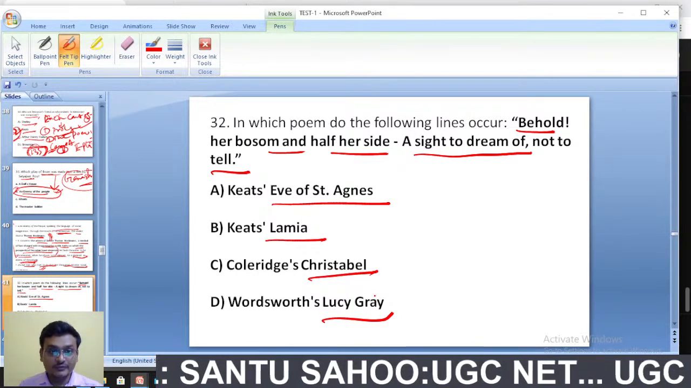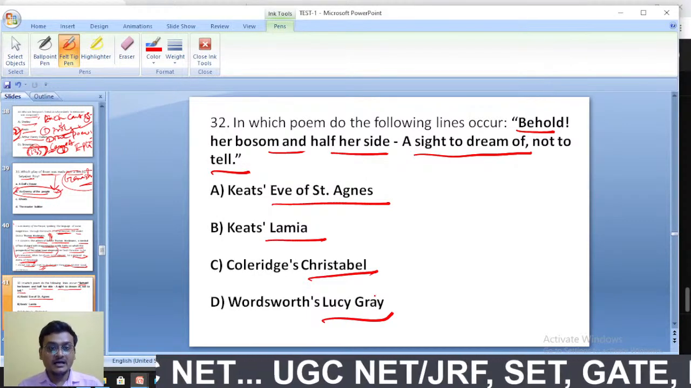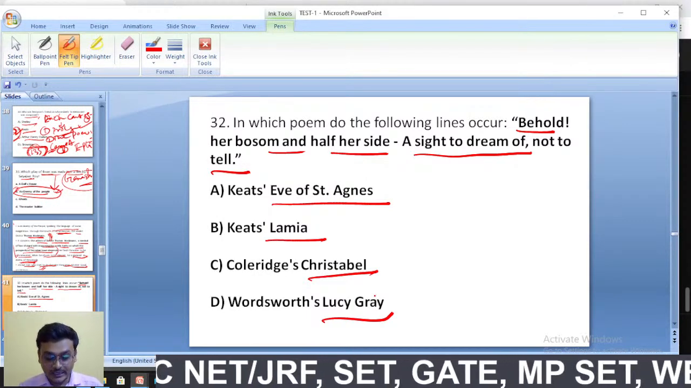In which poem do the following lines occur? Behold her bosom and half her side, a sight to dream of, not to tell.